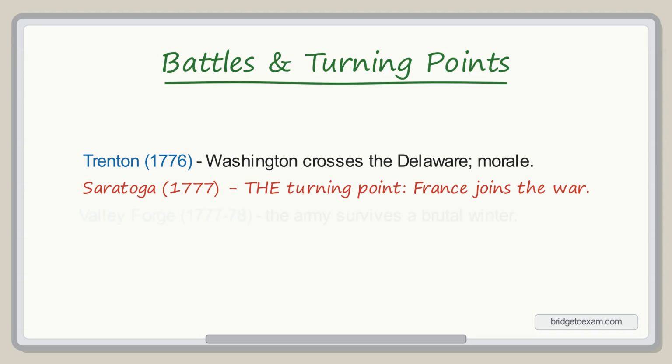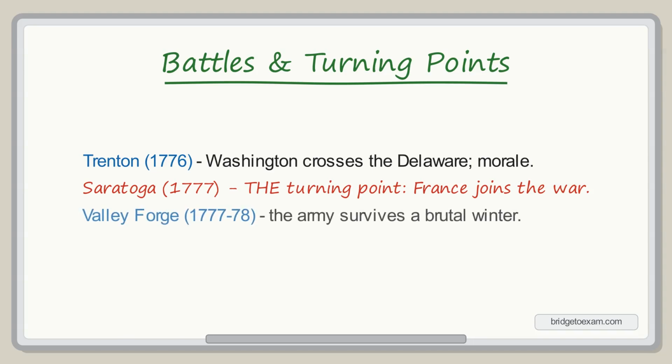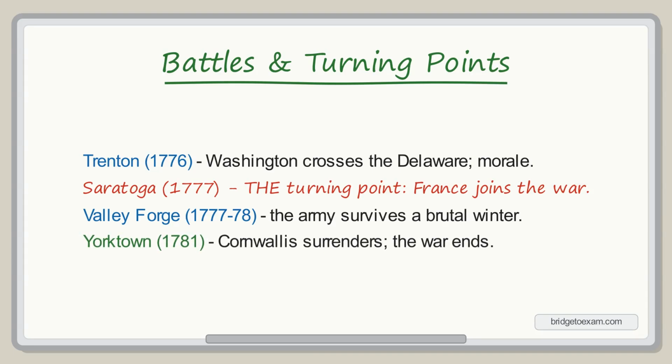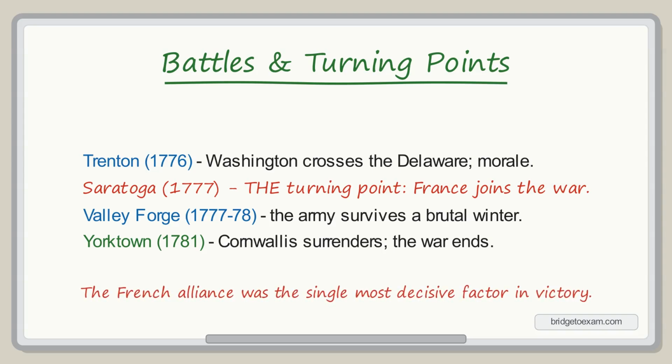The army survived the brutal winter at Valley Forge. And finally, at Yorktown in 1781, Washington and the French trapped Cornwallis, who surrendered, ending the war. Without France, that victory would not have been possible.